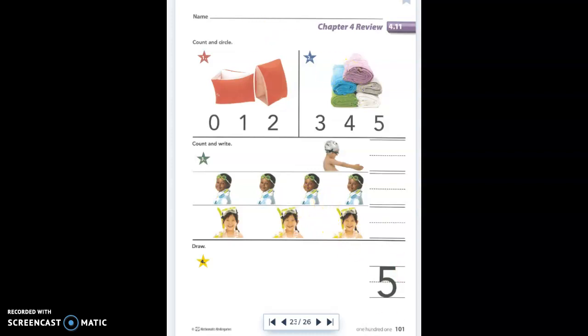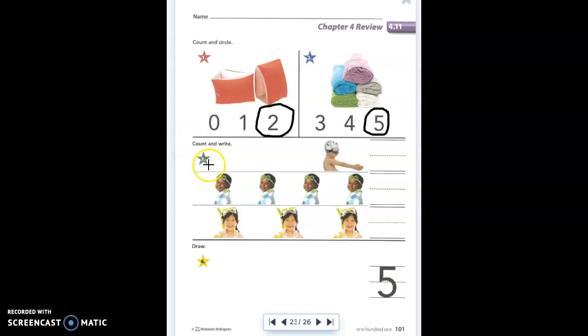Alrighty, so the first thing we need to do is come up here to number 1, and we're going to count how many things there are and circle the correct number. So I have 2 floaties, so I need to circle the number 2. Over here I have 1, 2, 3, 4, 5 tiles, so I need to circle the number 5.